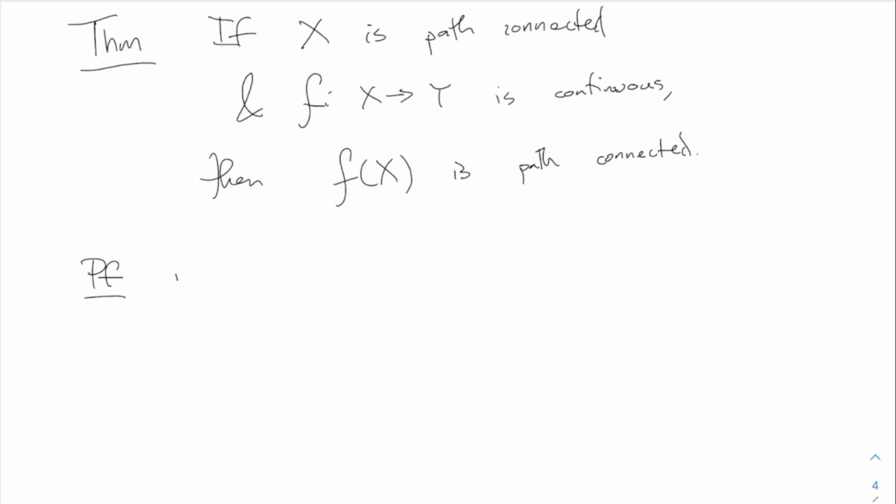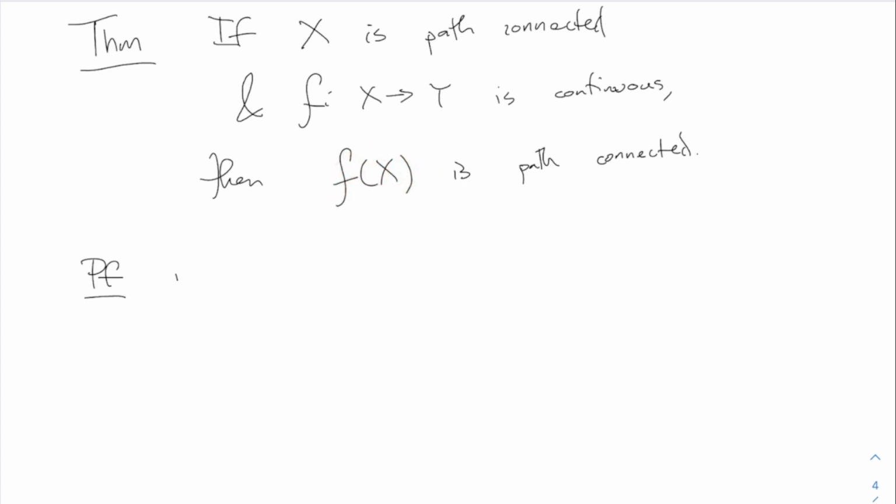Would you just show that any two, like f of little x and f of little y? Path connected means any two points in there, there's a path from one to the other. So I'm going to start by saying choose two points in here.